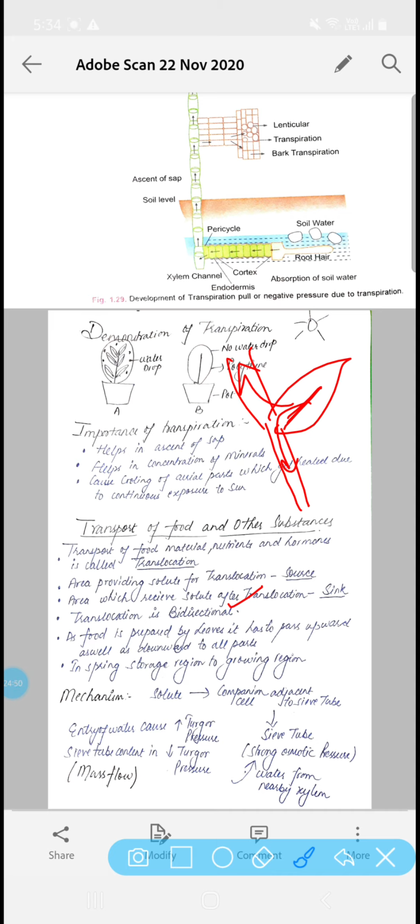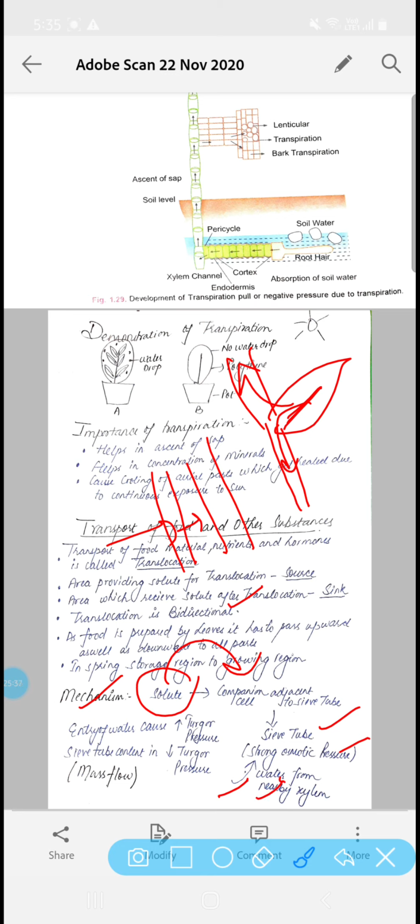Food is in the form of solute. That solute enters the companion cell, which is present adjacent to the sieve tube. As we have already discussed in lower classes, the companion cell and sieve tube share their nucleus. So firstly the solute enters the companion cell, and then the companion cell transfers that solute to the sieve tube. This creates a strong osmotic pressure in the sieve tube, and as a result the water from the nearby xylem comes into the sieve tube.